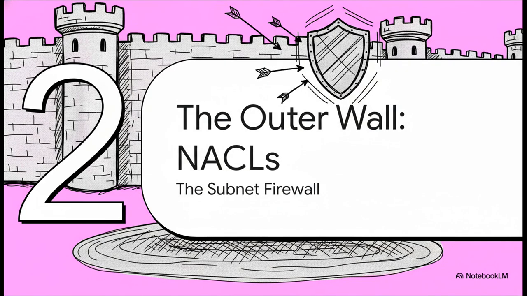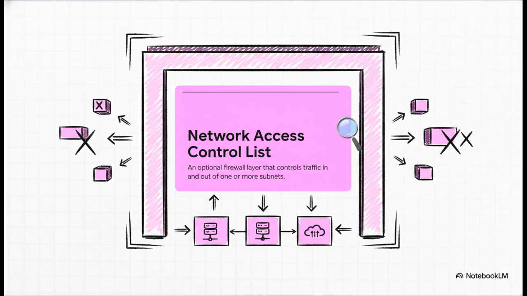Let's start with that first line of defense, the Network Access Control List, or as you'll always hear it, the NACL. This is your castle's imposing, super high outer wall that surrounds the entire grounds. So what is an NACL really? Well, it's a firewall, but it operates at the subnet level. That means it's not guarding one specific building. It's guarding an entire neighborhood or section of your castle grounds. It decides who gets to come in or out of that whole area.